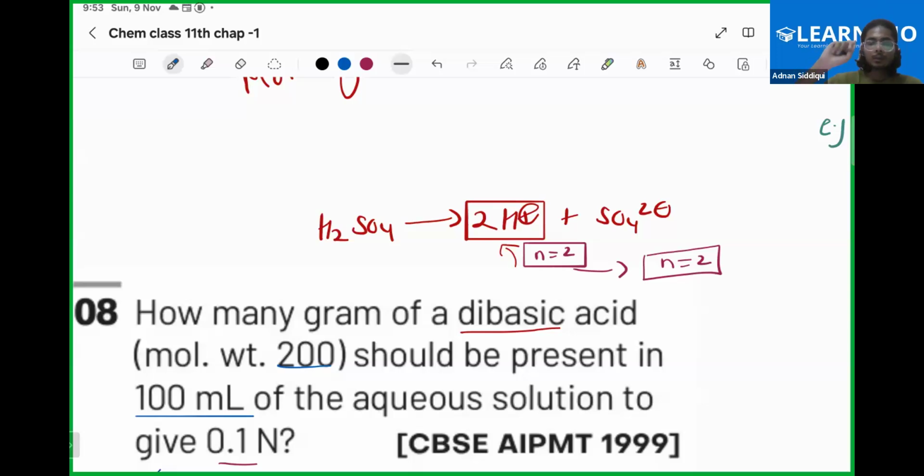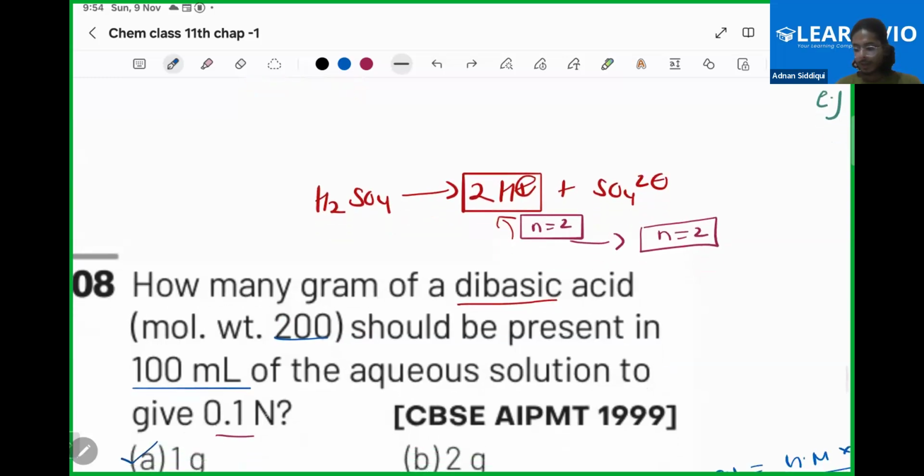Dibasic acid means that you are producing 2 H positive. So the N factor is 2. The molar weight they have given you is 200 gram. The volume is 100 ml. And the normality is also given.